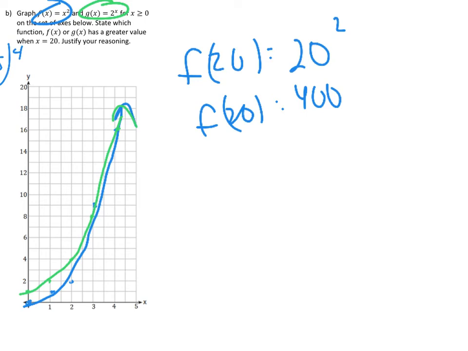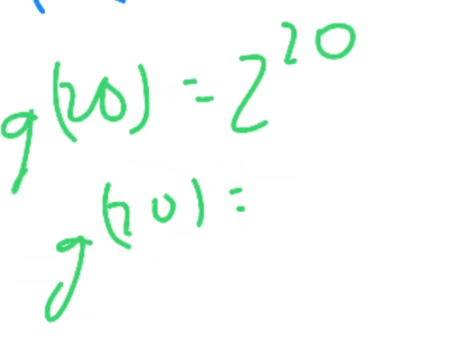And then let's try g of x. So g of 20 equals 2 to the 20th power. So g of 20 equals, and this is definitely what I'm going to have to use on my calculator. Alright, and we would get 1,048,576.